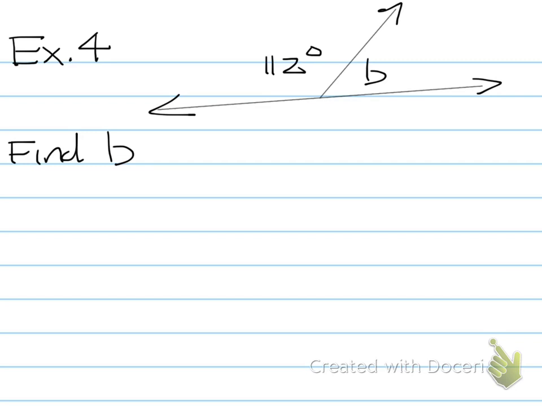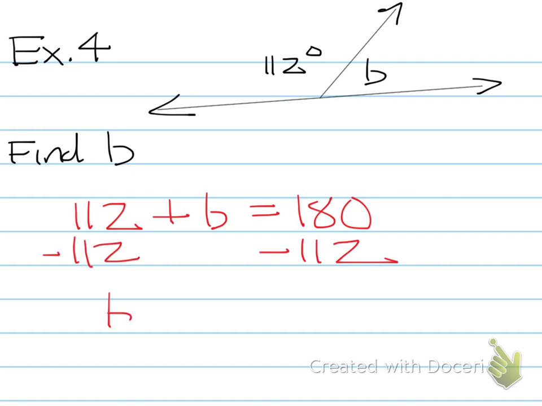In this example, those two angles form a linear pair. They're adjacent angles, and their non-common sides form a straight line. So we know that those two angles are supplementary. So I should have 112 plus B equals 180. Subtract 112 from both sides, and we get 68 for the measure of B.